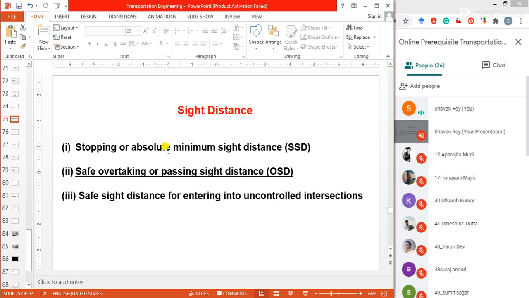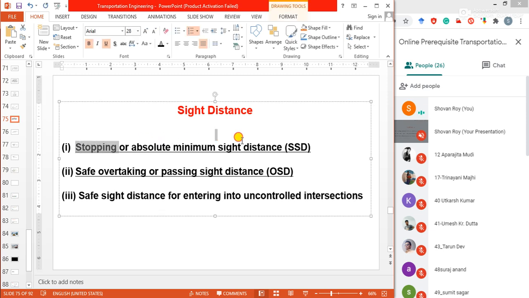The stopping sight distance is when the driver traveling at the design speed has sufficient distance or length of the road visible ahead to stop the vehicle in case of any obstruction on the road ahead without collision. This is the stopping or absolute minimum sight distance. Mainly we call it stopping sight distance, SSD, very important. Number 2 is simply overtaking sight distance, OSD.